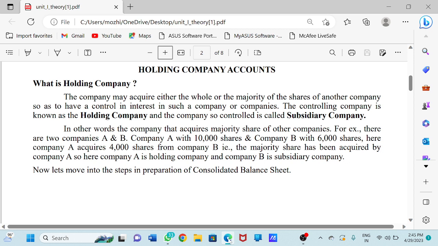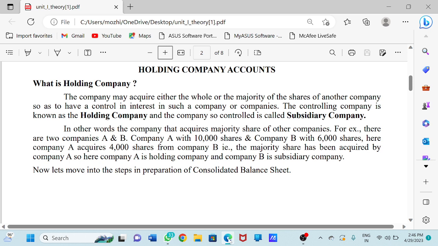So when a company is acquiring or taking the shares from some other company, there we use the term holding company. So here, holding company and one more thing is subsidiary company. One who controls the company will be called a holding company, and the company which is controlled by some other company is called a subsidiary company.